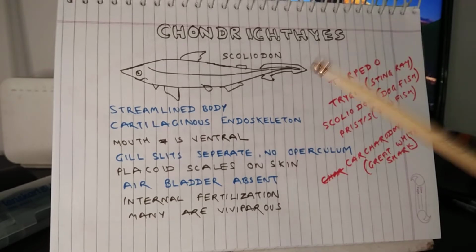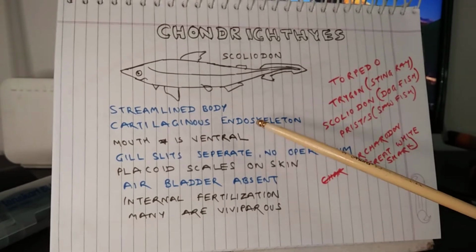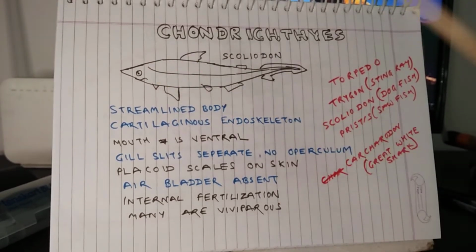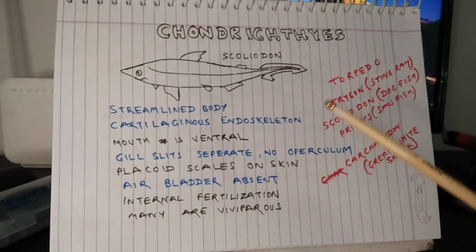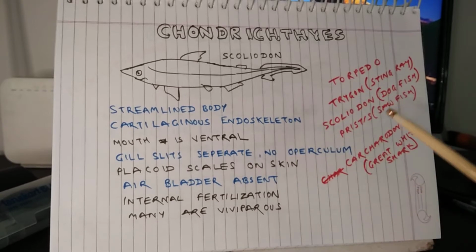The body is streamlined, and the mouth is ventral, so the mouth is towards the base. There are gill slits, they are separate, and there is no operculum on the gill slit. Operculum means the covering flap which is seen in bony fishes over the gill slit.